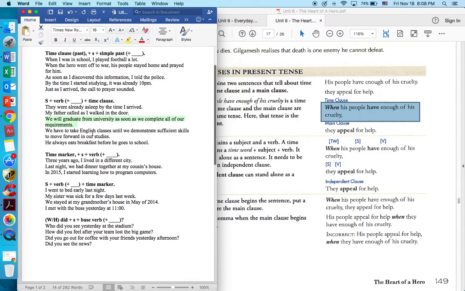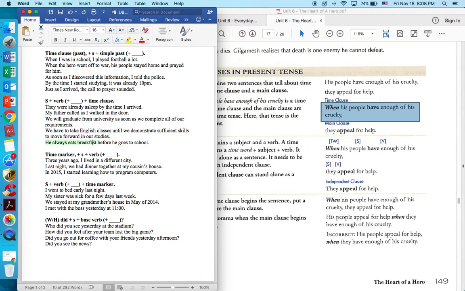We have to take English classes until we demonstrate sufficient skills to move forward in our studies. Kind of a long sentence, but if we just look at it, we have our subject, our verb, have to take English classes, there's our object, so we got subject, verb, object, and just like that we end our main clause, and until starts the time clause, and we have subject, verb, and object.